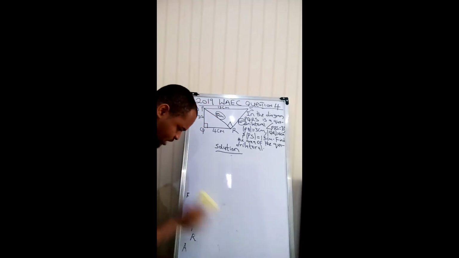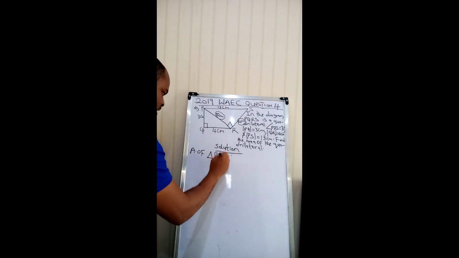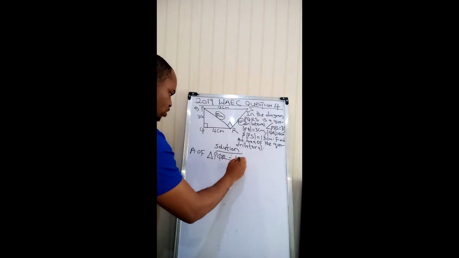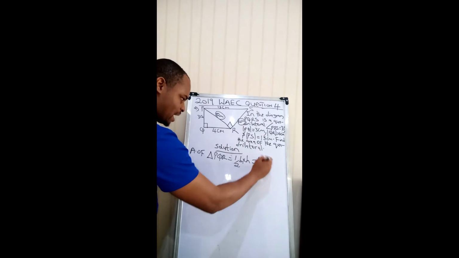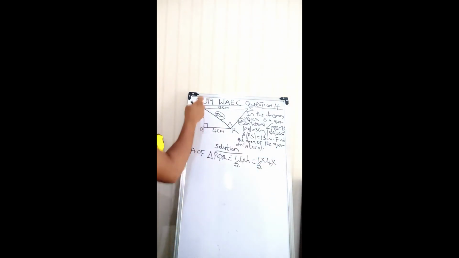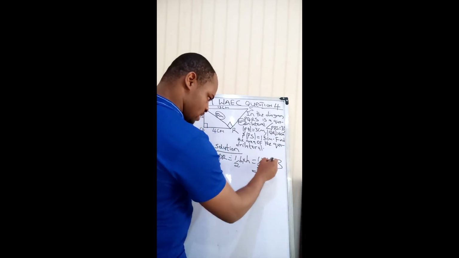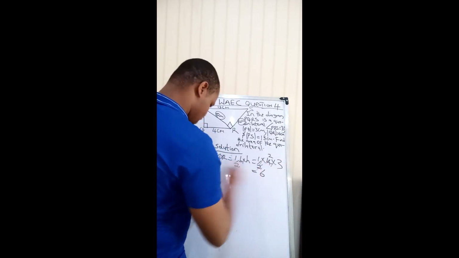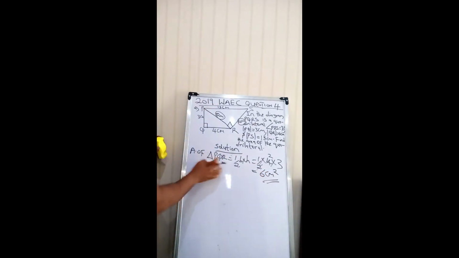Follow me closely. Let's get the area of PQR. My area of triangle PQR will be equal to half base times height, which is half times our base, which is 4, times our height, which is 3. And this will give me 2 here, 1, 2 here, 2. 2 times 3 is 6. Because it's area, the unit is centimeter squared. So we've gotten the area of this triangle.